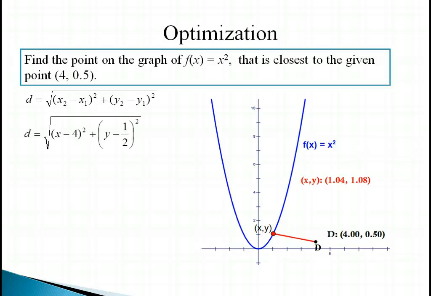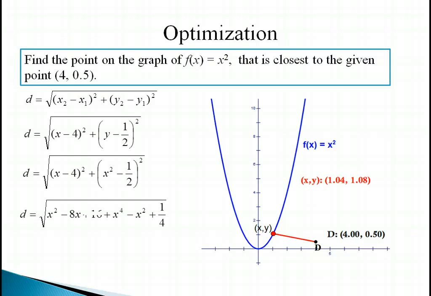Now, we want to be able to minimize the distance, so we need to turn everything into x's. But that's okay, because we have the equation f of x equals x squared, or y equals x squared. So we're just going to replace our y with x squared. Then we're going to FOIL everything out. And after we do that, you should see that the x squareds are going to cancel each other, and then we're going to simplify this. So it simplifies down to the square root of x to the 4th minus 8x plus 16 1/4.